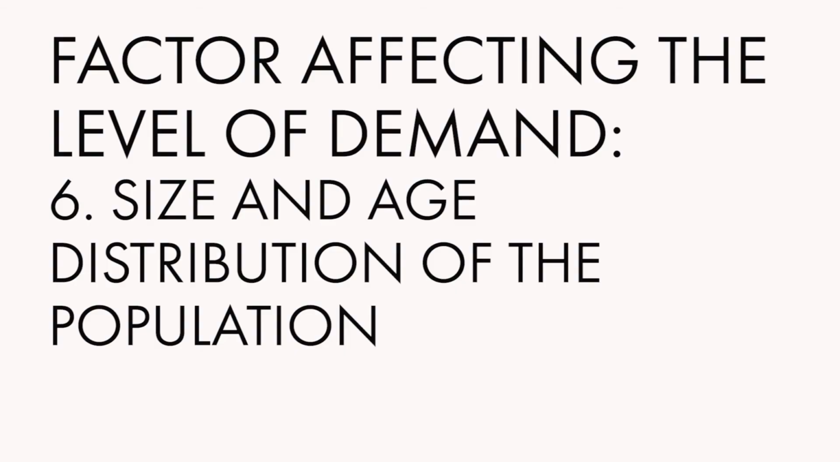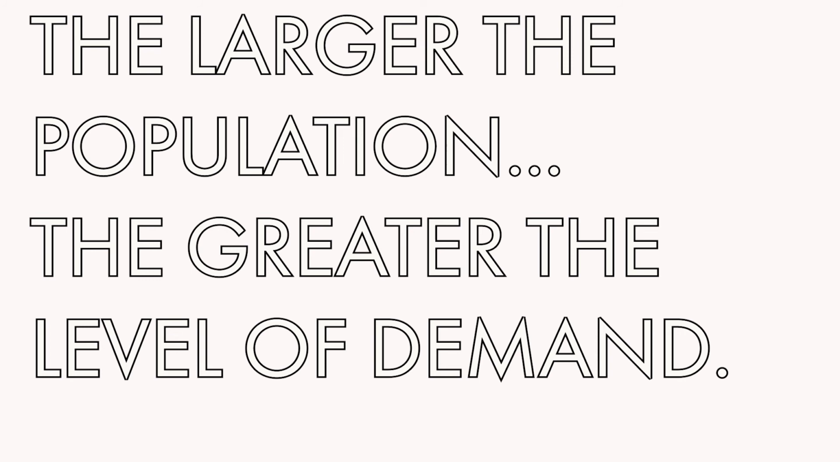So our final factor that affects demand in an economy is a kind of double-barreled factor. It's really about the size of the population and the age distribution of the population. The first one, the size of the population, is pretty straightforward: the larger the population, the greater the number of goods and services that they will demand. A larger population will want more stuff, so demand will increase in a larger population.